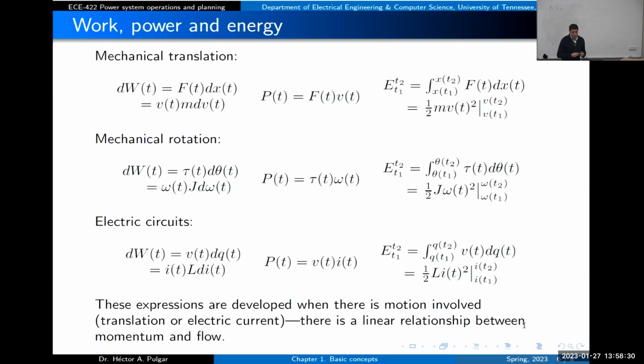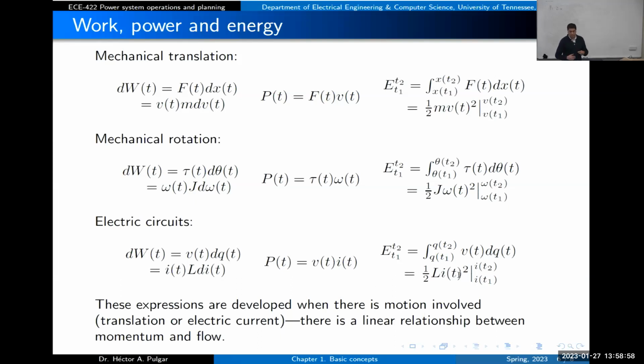Here, as a summary, I have the mechanical linear translation, rotational translation, and electrical circuit, and for each of them I have the differential in work, the power, and the energy between two periods of time. And this is how we determine it. Probably you remember this one for linear motion. Probably you remember this one for electrical circuits.